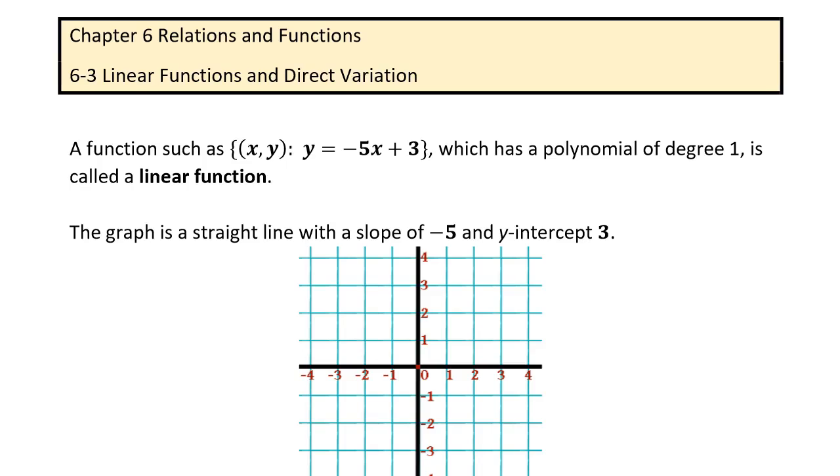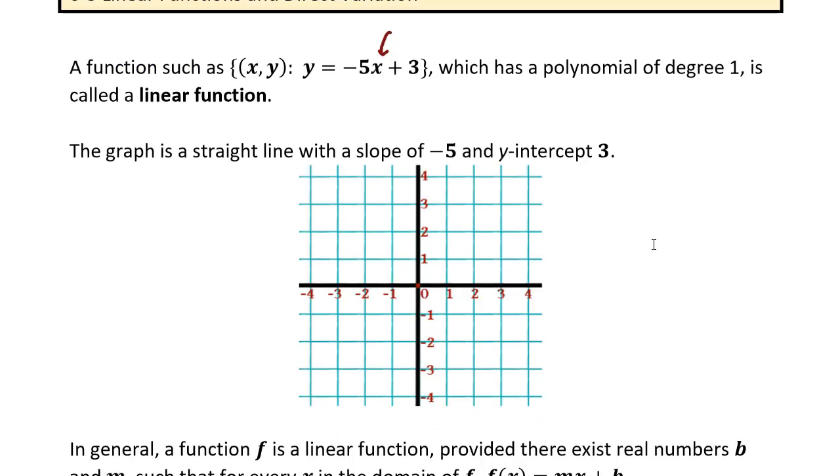This video is for section 6-3, linear functions and direct variation. A function such as this one, the set of ordered pairs such that y equals negative 5x plus 3, which has a polynomial of degree 1, is called a linear function. You notice that the exponent on x is a 1, so it's degree 1. This is called a linear function. The graph is a straight line with a slope of negative 5 and a y-intercept of 3.